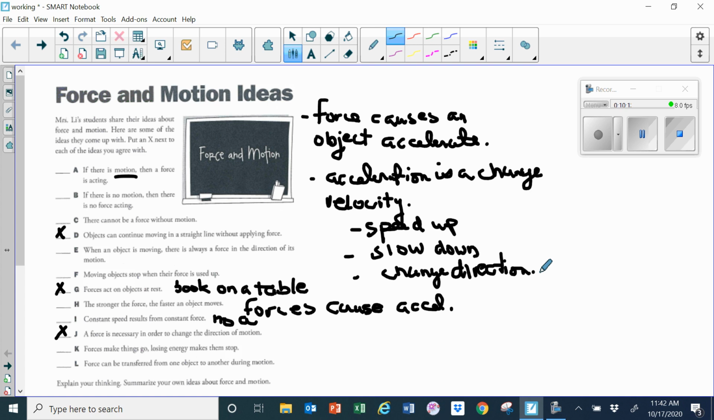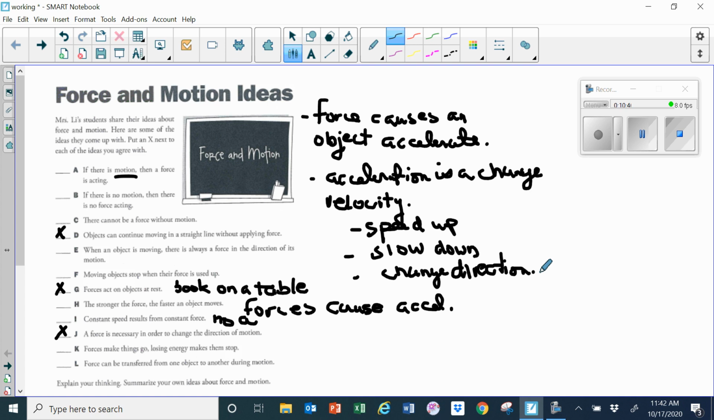Okay, last two. Forces make things go. Losing energy makes them stop. Well, forces can make things stop too, right? So forces don't always cause things to go. Sometimes they cause them to stop. And one thing I think you need to be careful about is don't mix up energy with forces. Forces and energy aren't the same thing. So that's not really true.